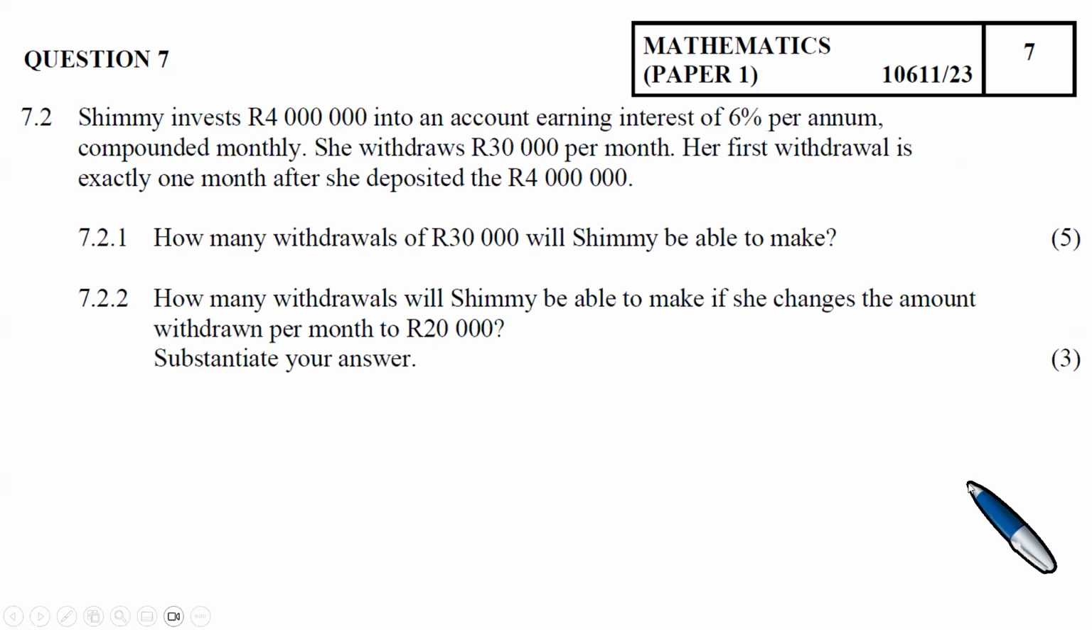Okay, let's look at 7.2. Shimi invests 4 million into an account earning interest of 6% per annum, compounded monthly. She withdraws 30,000 Rand per month. Her first withdrawal is exactly 1 month after she deposited the 4 million. How many withdrawals of 30,000 will Shimi be able to make?